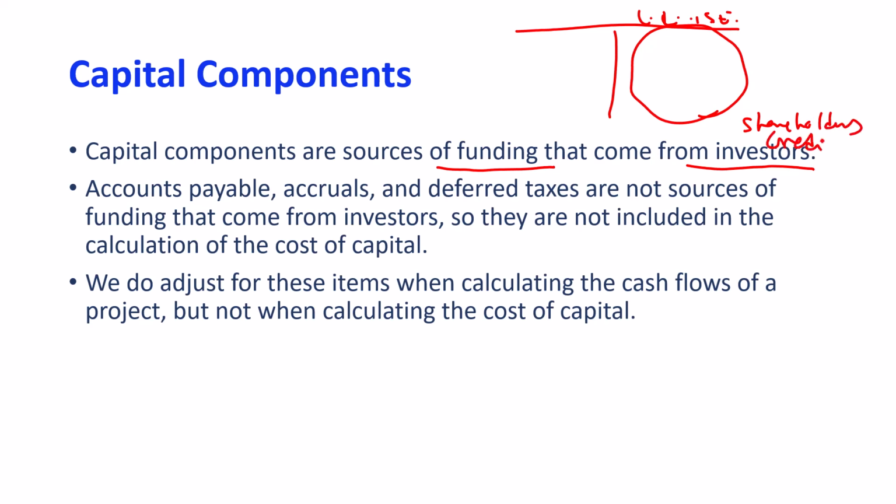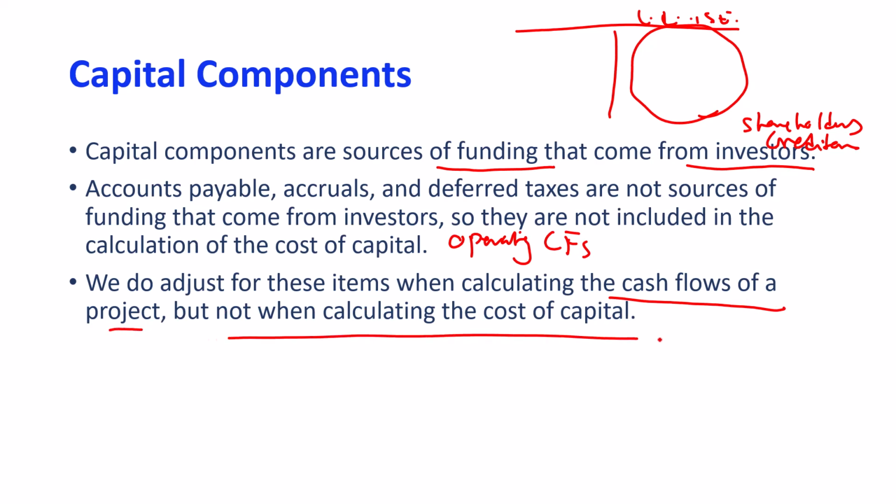and creditors. We are not going to consider things such as accounts payable, accruals, deferred taxes. These are not sources of funding that come from investors. So they're not going to be included in the calculation of the cost of capital. These are mostly operating cash flows. And we take care of them when we calculate the cash flows of the project, but not when we calculate the cost of capital. For the cost of capital, we only focus on debt, common equity, and preferred equity.